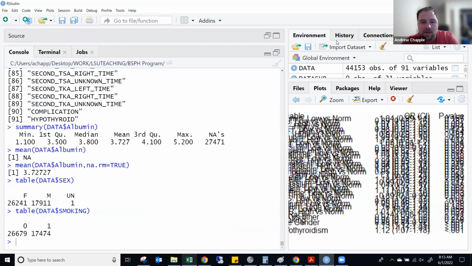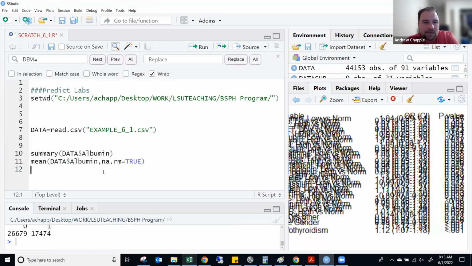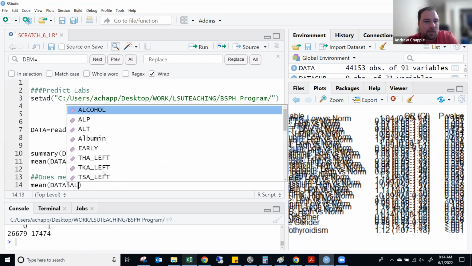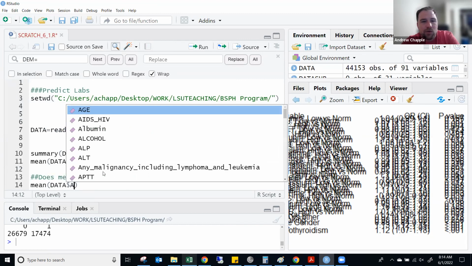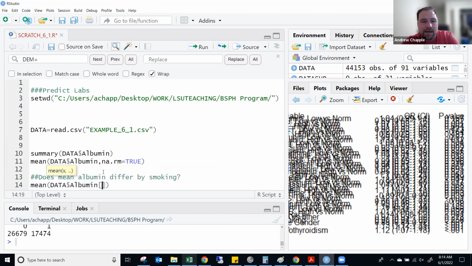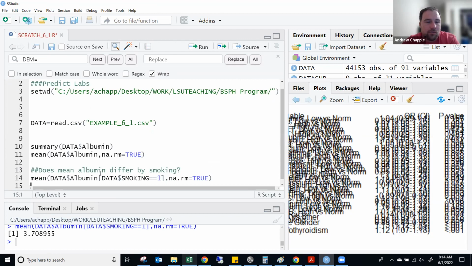Okay, does albumin differ by smoking status? So I could say, does mean albumin differ by smoking? I could say mean of data albumin, and then I need to index the smoking group only. So I'm going to put in brackets data smoking equals 1. I need to do na.rm equals true. This is for the smokers, 3.7.